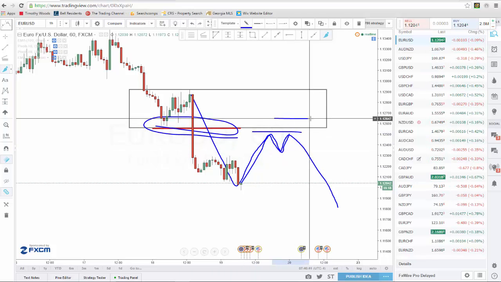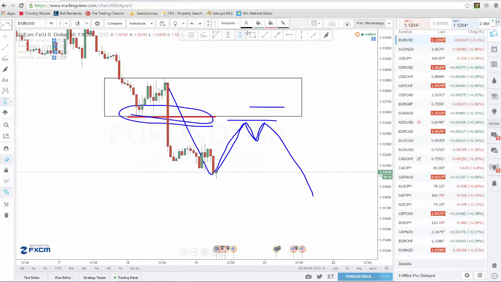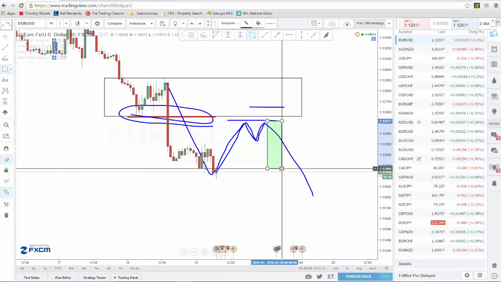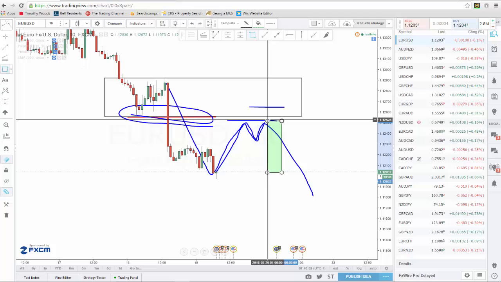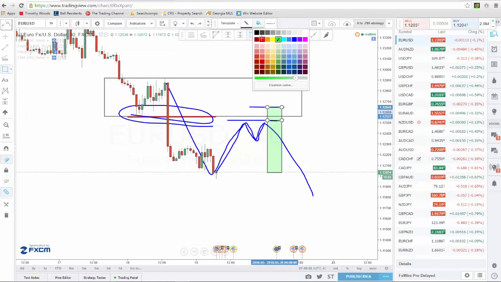Now you could put your stops up here, and it would still give you a pretty good risk to reward. Targets a previous structure. Stops above your retest.